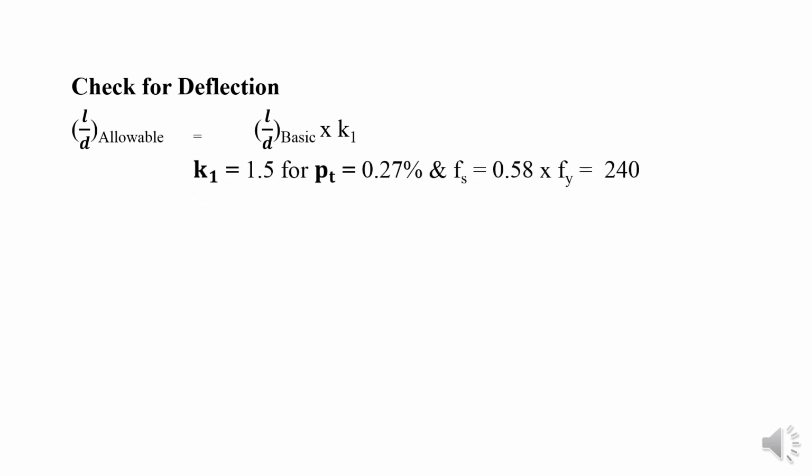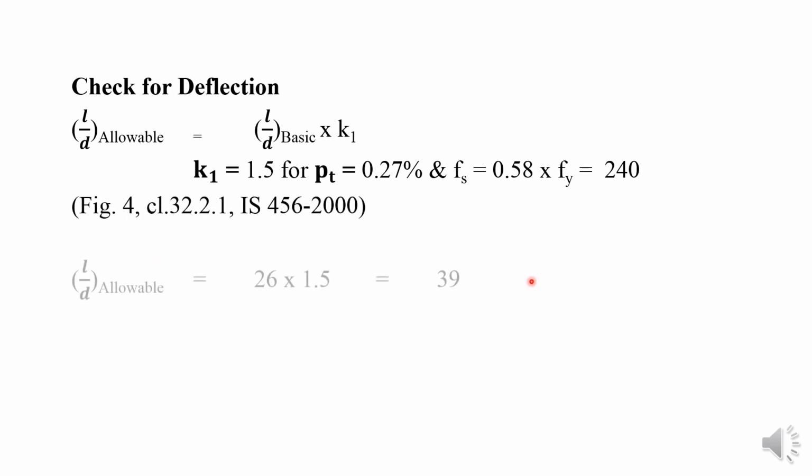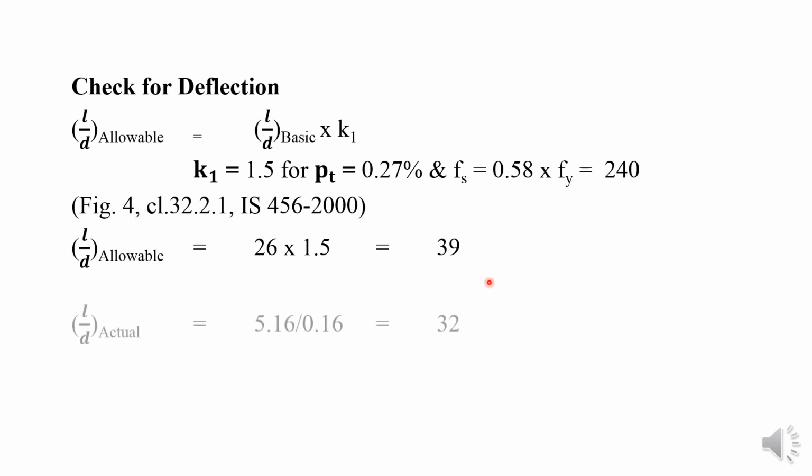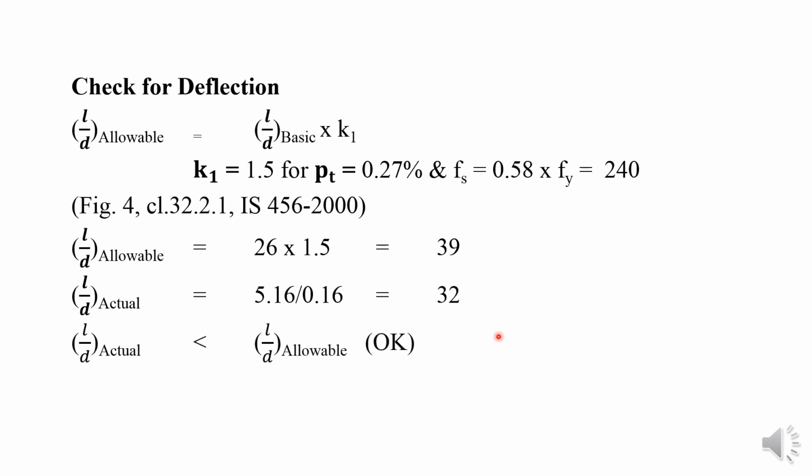Finally we have to find out the deflection check. So L by d allowable is equal to L by d basic into modification factor. The modification factor is 1.5, percentage of steel reinforcement is 0.27, and using that graph we find the value of L by d allowable, that is 26, the basic value, into 1.5. 1.5 is the modification factor, so we get a value of 39. So the actual value is 5.16 divided by d, that is 0.16, that is 160 mm, so 32. So actual is less than allowable, so the deflection check is also safe. So this is the design related to a two-way slab. Thank you so much.